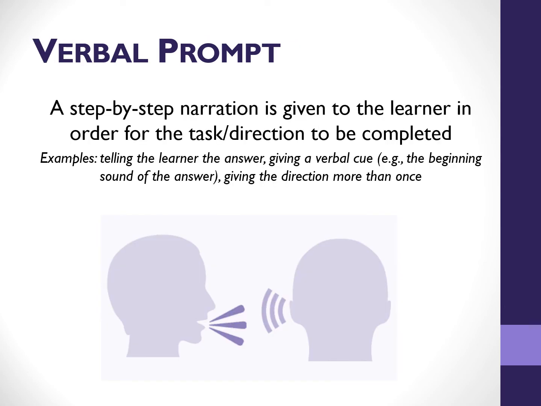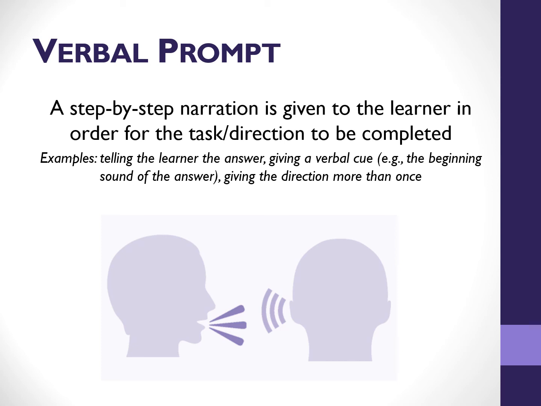The next prompt is a verbal prompt. This type of prompting can take several forms, but it typically involves providing some type of verbal language to increase the likelihood that a correct response will be emitted by the learner. So a direct verbal prompt gives the exact answer. For example, if you hold up an image of a cup and say cup, you're providing the learner with a direct verbal prompt, telling them exactly what you want them to do or what you want them to say.